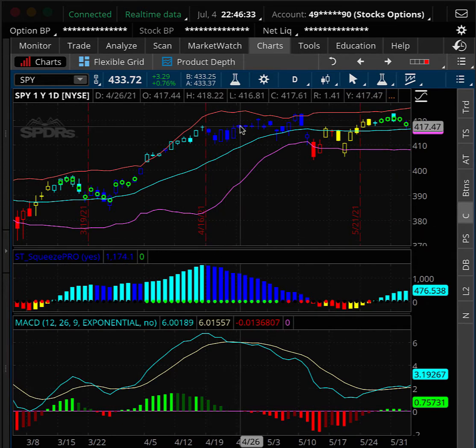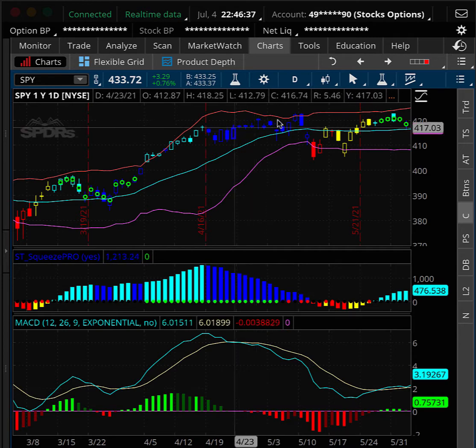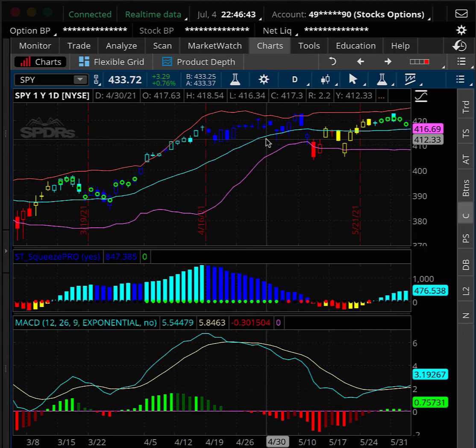But the reality is that how most advanced traders understand it is that divergence represents when the MACD does something different than what the price action is doing. Okay, and I'm going to explain that in just a moment.